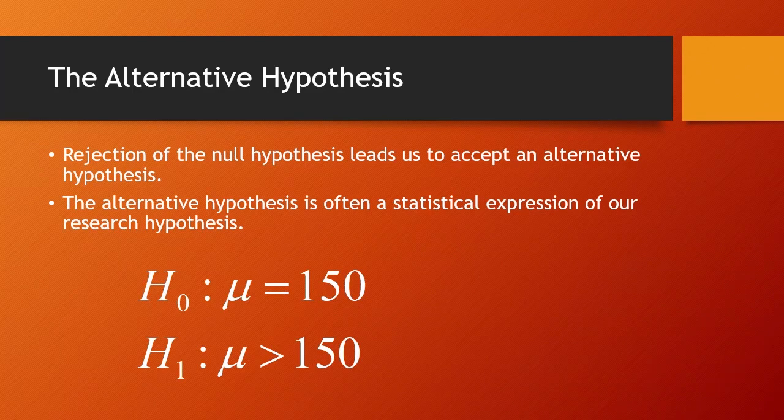Could we be making a mistake? Yes, but we're holding the error rate, that is the type 1 error rate, the possibility of making a mistake, at a maximum of 5%. So I'm 95% confident when I say that the mean for the population is greater than 150.